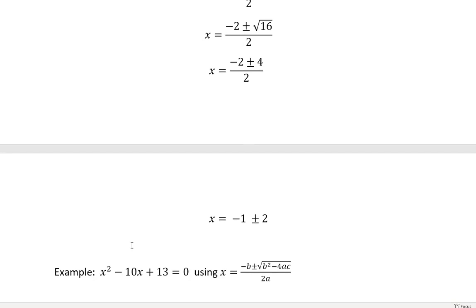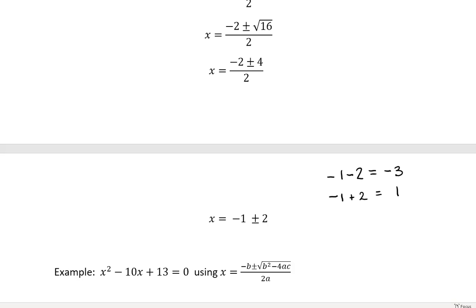Then when we go ahead and divide by the 2 everywhere, that is going to give me a negative 1 plus or minus 2. So what does that mean? Negative 1 minus 2 gives me a negative 3, and negative 1 plus 2 gives me a positive 1. All right.